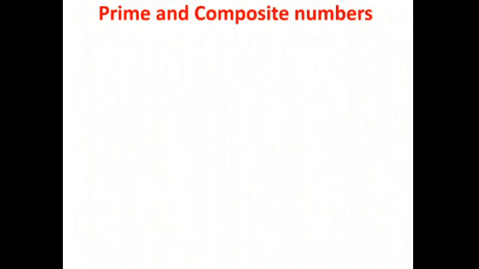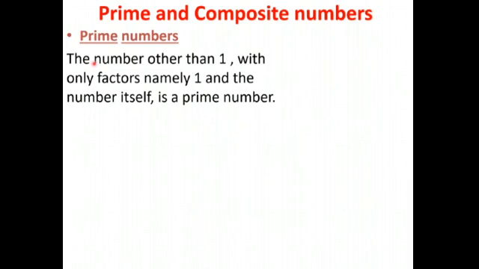Okay, now prime and composite numbers. What are prime numbers? The prime numbers are the numbers other than 1 with only factors, namely 1 and the number itself. The numbers having factor 1 and the number itself are known as prime numbers. Here I have given examples such as 2, 3, 5, 7, 11, 13, etc.